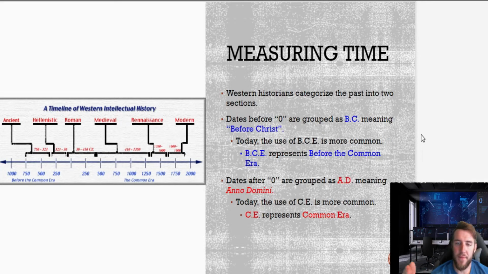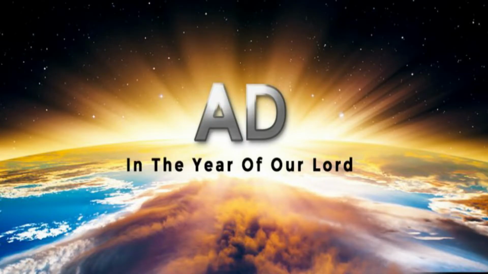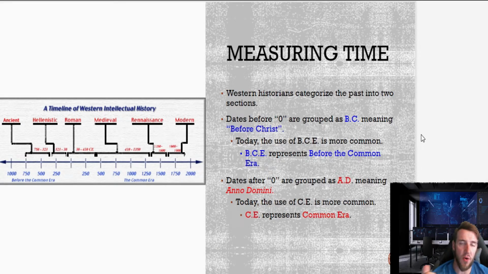Dates after 0 are grouped as AD. AD does not mean after death. It does not mean after death. It means Anno Domini, which means in the year of our Lord, meaning the year Christ was born. Okay, so you know how time started for you when you were born? Well, time for the world, in this case the Christian world, starts with Jesus.